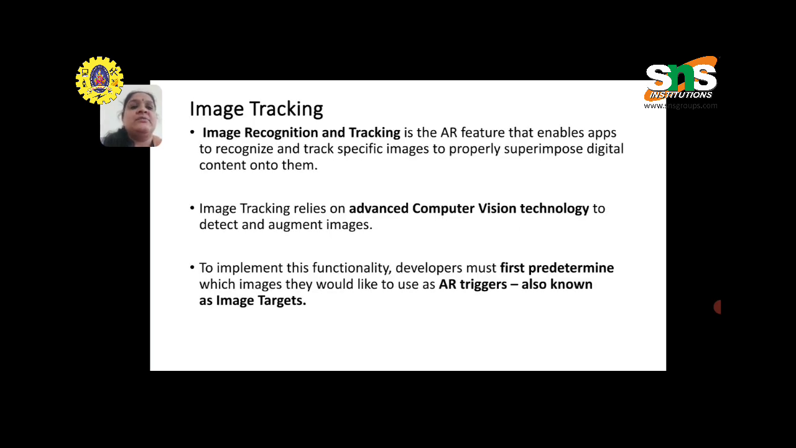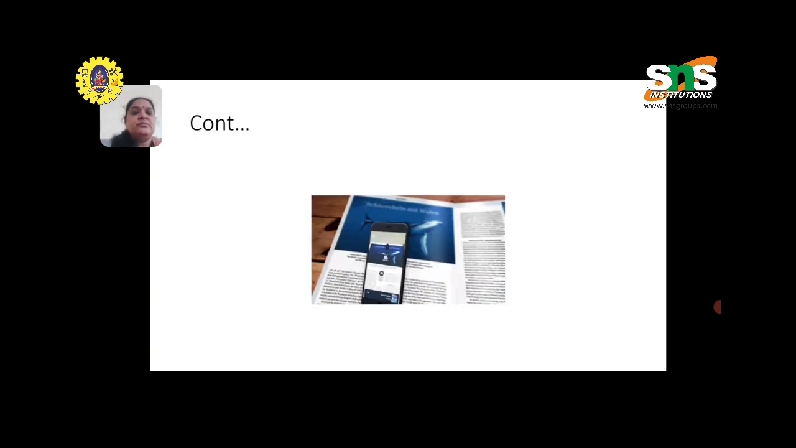The next is image tracking. If you see here, you have some advanced computer vision technology to detect and augment the images. That is, image tracking relies on this particular vision technology only. And you have one thing called an AR trigger, which is also known as image targets. Mainly it is used by developers. They have to first predetermine which images they would like to use as AR triggers. So this is the example for image tracking.